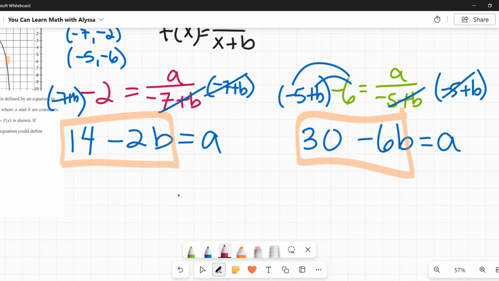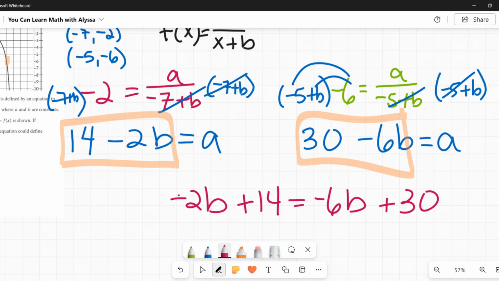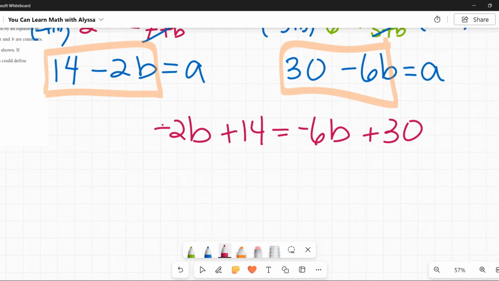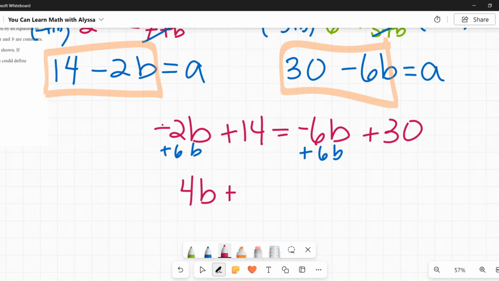All right, so I'm going to reorder them to put the variables first. Negative 2b plus 14 equals negative 6b plus 30. It's becoming very messy, isn't it? I am going to add 6b to both sides to get the b's over here on the left. So negative 2b plus 6b is 4b.